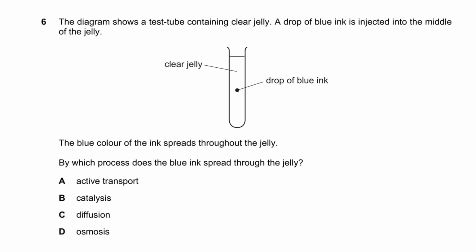The diagram shows a test tube containing clear jelly. A drop of blue ink is injected into the middle of the jelly. The blue color of the ink spreads throughout the jelly. By which process does the blue ink spread through the jelly?